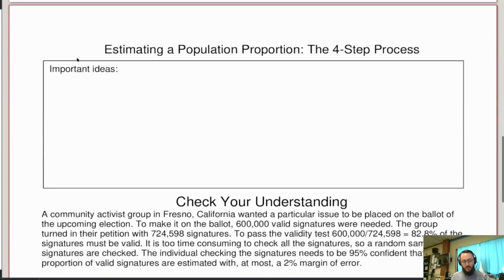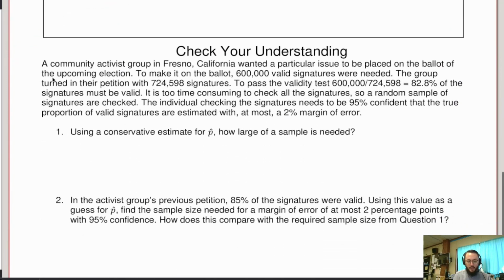Okay, so looking here. A community activist group in Fresno, California wanted a particular issue to be placed on the ballot of the upcoming election. To make it on the ballot, 600,000 valid signatures were needed. The group turned in their petition with 724,598 signatures. To pass the validity test, 82.8% of the signatures must be valid.